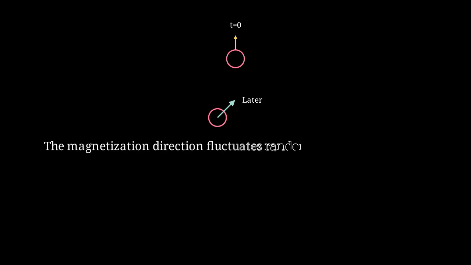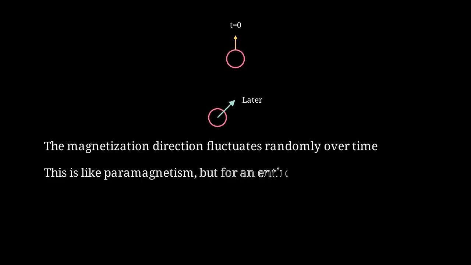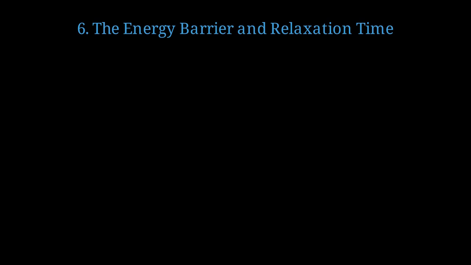The magnetization direction fluctuates randomly between different orientations, driven by thermal energy. This behavior is analogous to paramagnetism in individual atoms, but now it's the entire nanoparticle acting as a single giant magnetic moment. To understand when superparamagnetism occurs, we need to examine the energy barrier to magnetization reversal.